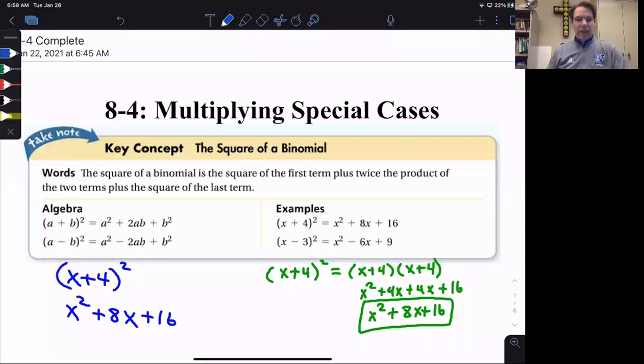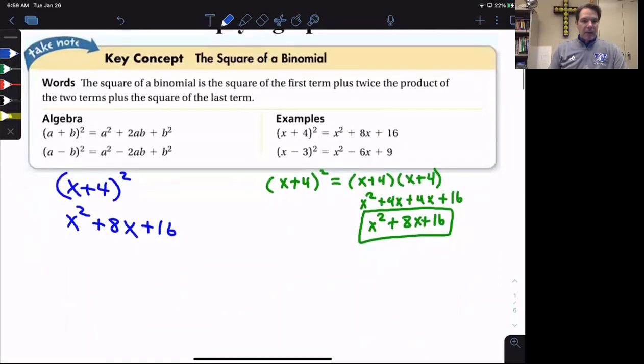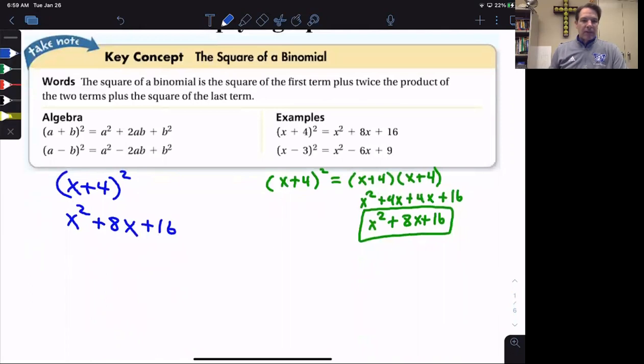All right, today we're looking at 8.4, multiplying special cases. And so in this first key concept box, we're going to look at the square of a binomial. On the left-hand side, you can see the general algebra rules, and on the right-hand side, you can see an example. But the definition is the square of a binomial is the square of the first term plus twice the product of the two terms plus the square of the last term.